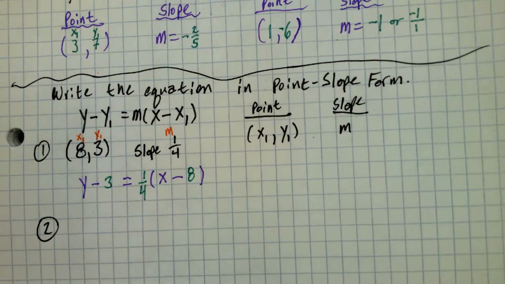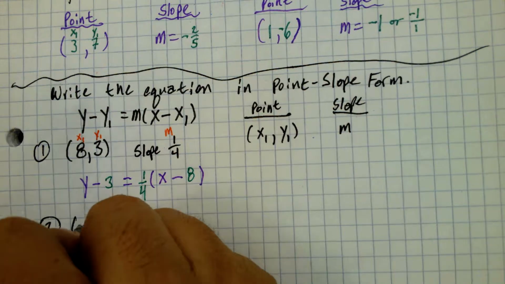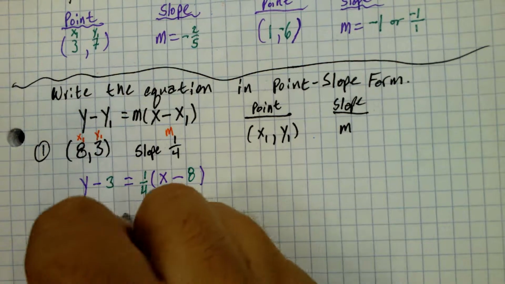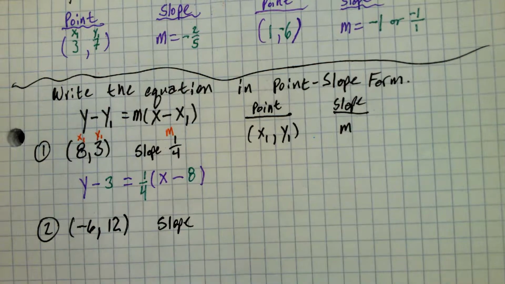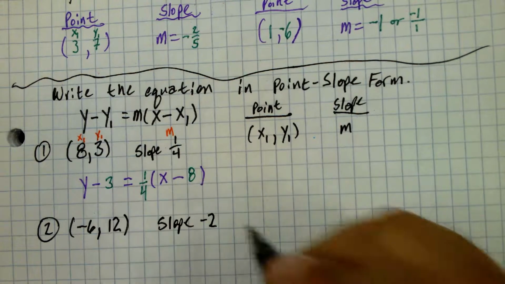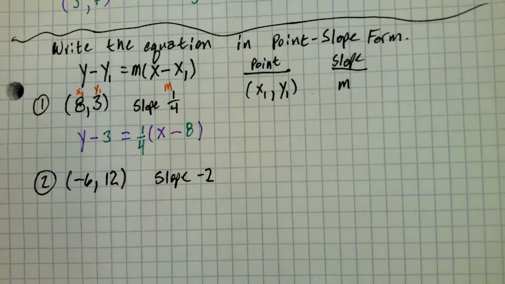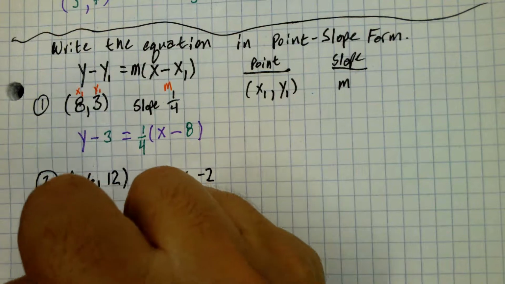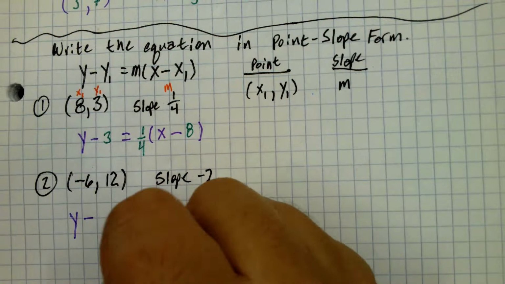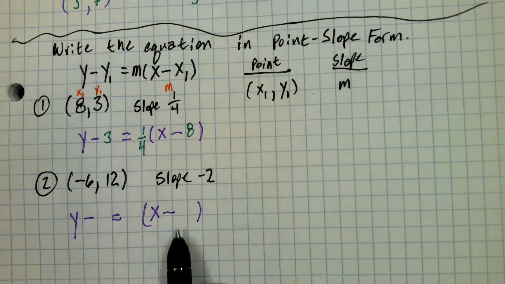Let's just do a couple more so we have some practice. -6, 12. And let's say the slope is -2. Okay. Let's go ahead and put it into point slope form. So we'll do the same thing. Y minus, space, equals, space, parentheses, x minus, space, and then close the parentheses.